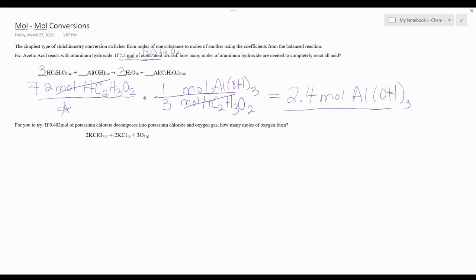All right, so you're going to do number 2, and you're going to check your answer. The correct answer is 0.603 moles. I want you to show your work, and you're going to submit that to the Schoology assignment.